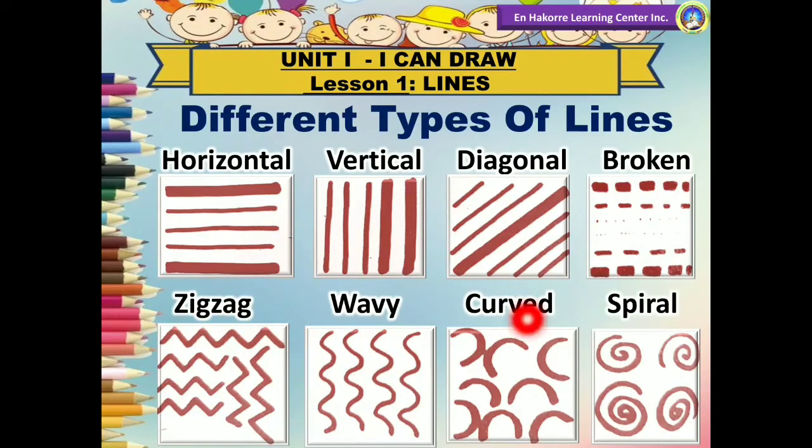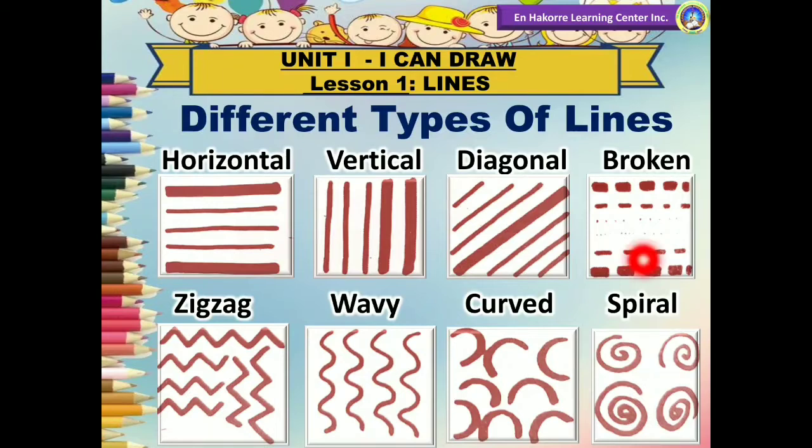Now let's proceed with the curved lines. So curved lines, children, are just curving lines. So unlike the wavy lines, it is a continuous curving lines. But when we talk about curved, these are lines that looks like letter C. And the last one here is what we called the spiral lines. So again, we have here the spiral lines. So the spiral lines, children, looks like a winding curved lines.